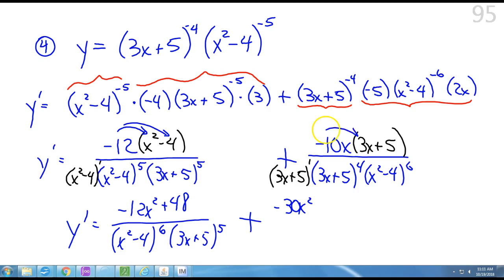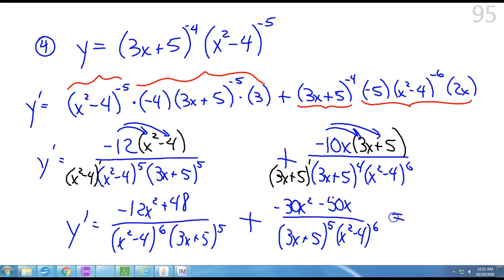So distribute here. So it's negative 30x squared minus 50x over. We got 5 of the 3x plus 5s. The fact that I can make these in different colors, I think it's so helpful. Like that it's black, you can tell what is yours in different colors too. That's why it's taking me so long to write it down, because I'm switching colors every other term, basically.